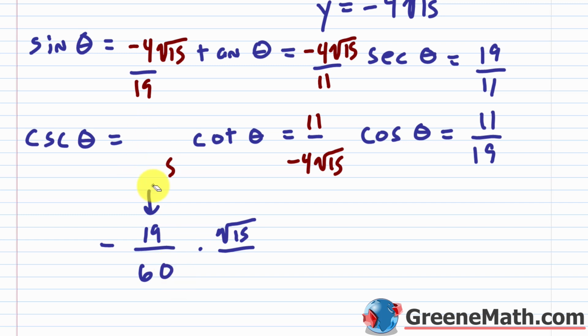So let's just erase this. Scooch this down a little bit so I have more room. I'll put the negative of, you have 19 times the square root of 15 over 60. All right, so that one's done.